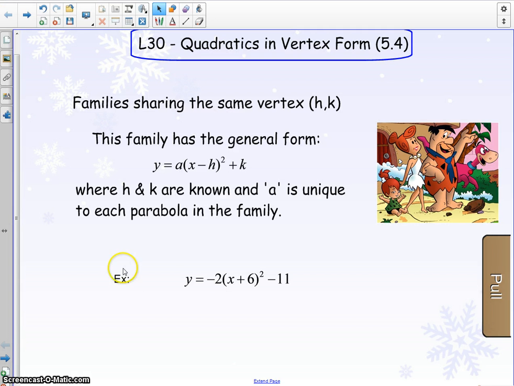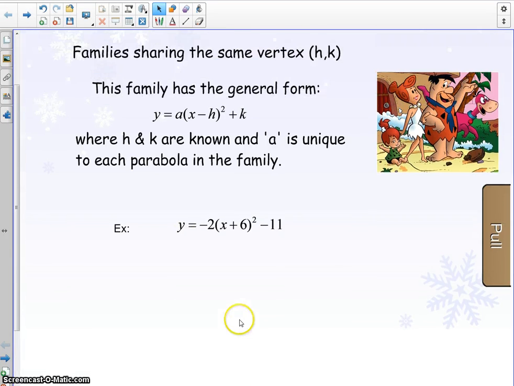Okay, so looking at this one, y equals negative 2 bracket x plus 6 squared minus 11, I want you to take a minute and tell me everything you possibly can about the graph of that parabola just by looking at the equation. Okay, so take a minute and write down all that and see what you can come up with.